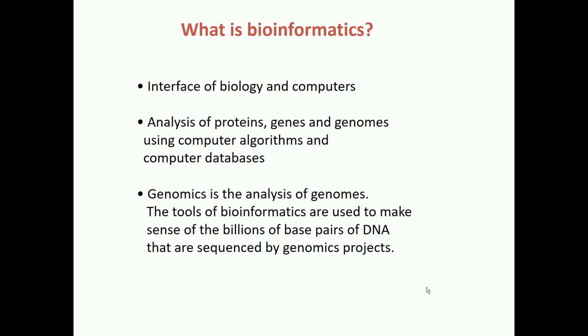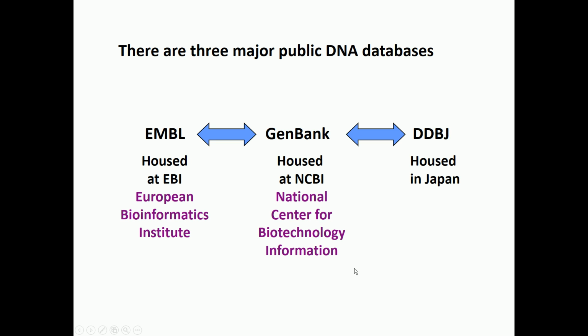As I have already explained, what is bioinformatics? It's the interface of biology and computers: analysis of proteins, genes, and genomes using computer algorithms and computer databases. Genomics is the analysis of genomes. The tools of bioinformatics are used to make sense of billions of base pairs of DNA that are sequenced by genomics projects. So these are the three databases: GenBank by NCBI, EMBL, which is by the European Bioinformatics Institute, and DDBJ, which is Japanese. We are going to use this.